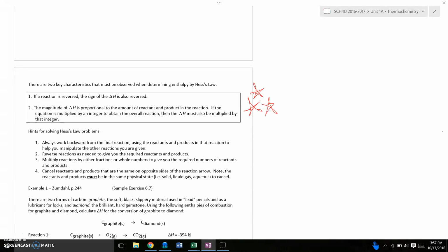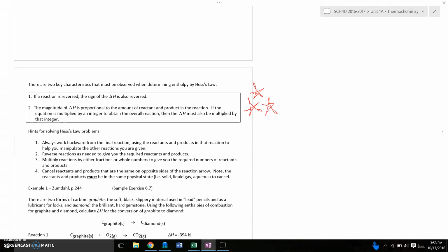You also may need to change the magnitude of the ratios within that reaction. And if that were to happen, you also have to change the magnitude of delta H. So it's important to understand that delta H is proportional to the amount of reactant and product in the reaction.